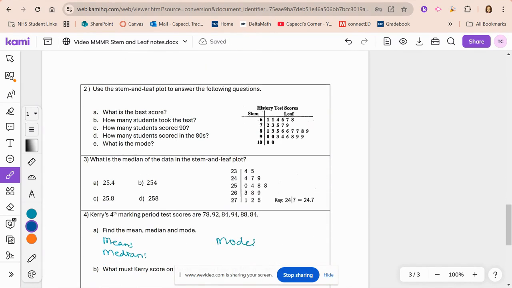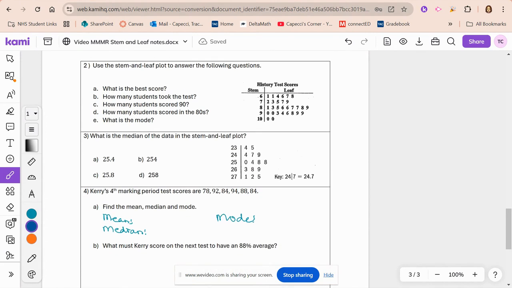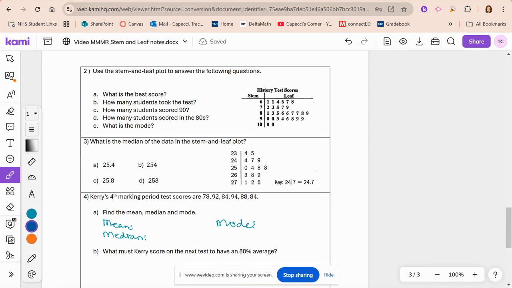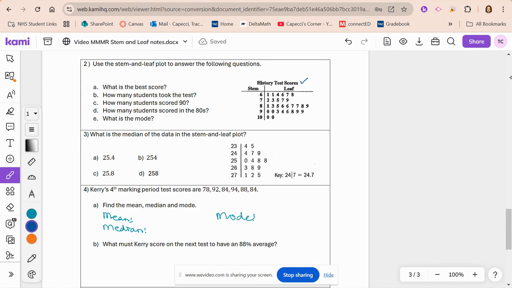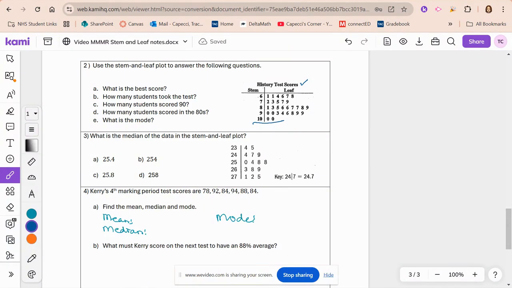Okay, let's take a look at the next one. It says use the stem and leaf plot to answer the following questions. So again, just kind of looking at it, we're talking about test scores here. Okay, the best score looks like there's 100.